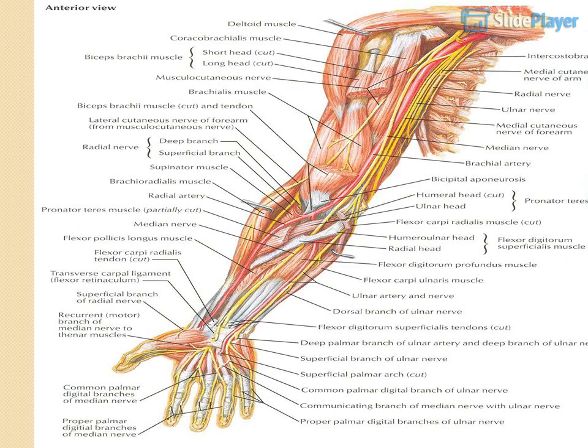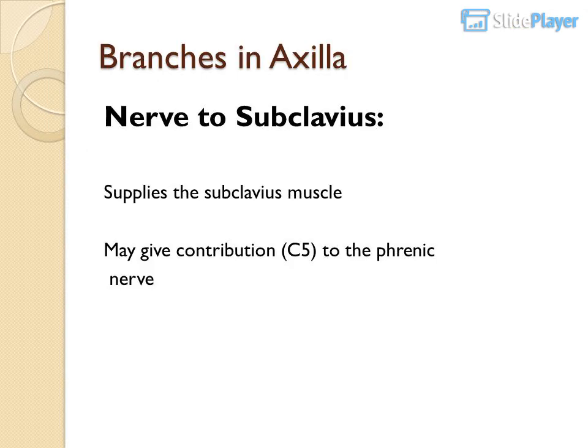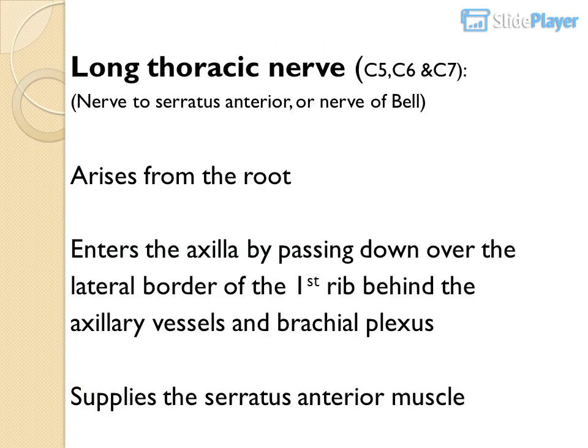Branches. Nerve to subclavius supplies the subclavius muscle. May give a contribution, C5, to the phrenic nerve. Long thoracic nerve, C5, C6 and C7, the nerve to serratus anterior, or nerve of Bell. Arises from the roots. Enters the axilla by passing down over the lateral border of the first rib behind the axillary vessels and brachial plexus. Supplies the serratus anterior muscle.